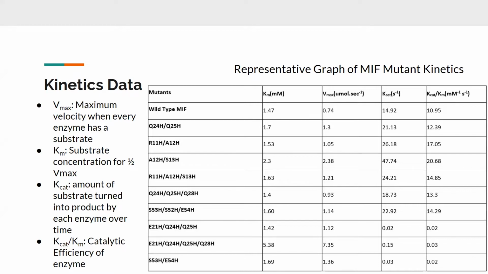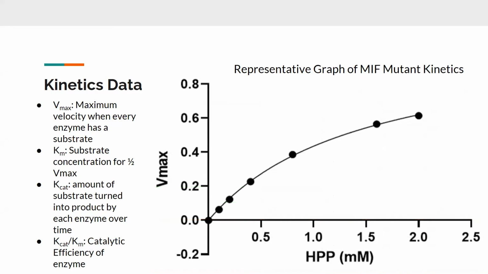And so from this list, we wanted one that was similar to wild type MIF that's shown at the top here. And so we chose Q24H, Q25H, Q28H, because the Km is 1.4, which is similar to wild type, as well as the Vmax. And then we were also able to eliminate the bottom 3 mutants that are shown, because if you look at the Kcat and Kcat over Km, they have almost no activity compared to the rest of them. And this is a representative graph of the kinetics I did.